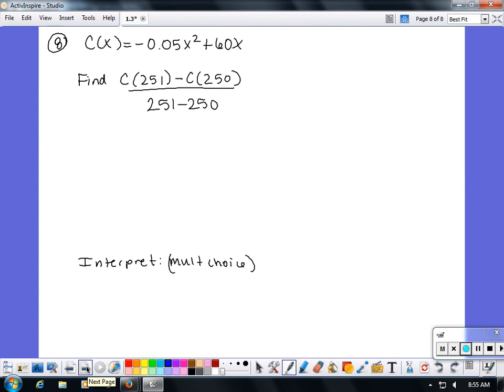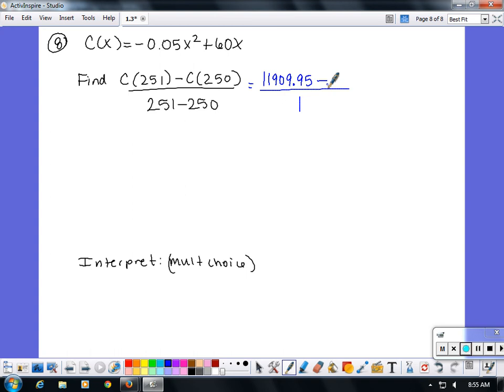Okay, one more. There is your cost curve, cost formula. It determines the cost in dollars of producing cell phone sunglasses. So find C of 251 minus C of 250. So first, I'm going to divide by 1. So C of 251 means plug in 251. Negative 0.05 times 251 squared plus 60 times 251. You get 11909.95.